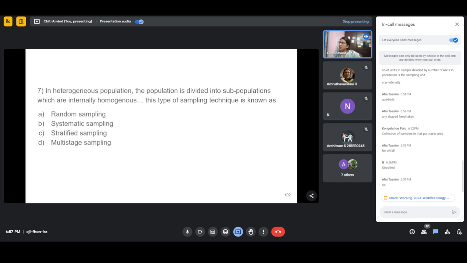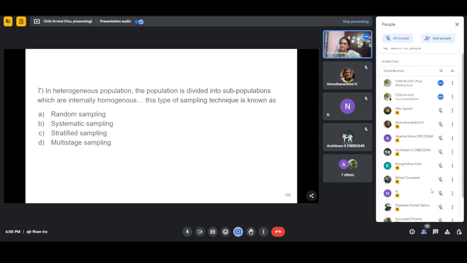Alright, so actually the correct answer indeed is stratified sampling. Could the person who said stratified sampling maybe explain a little bit more with the help of an example or something? Yes, no?